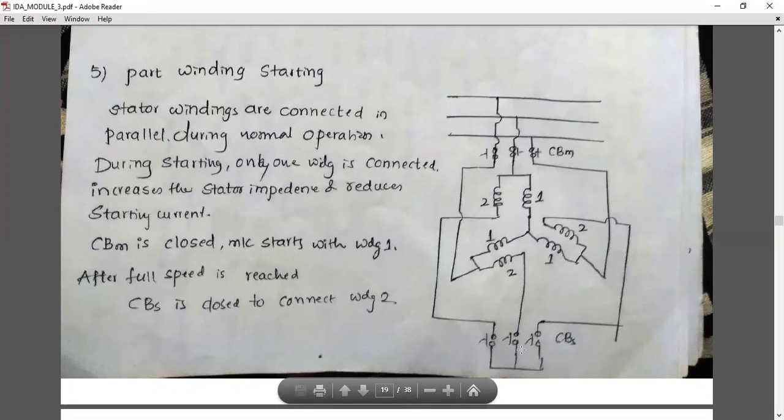If they close CBS, what happens here? The second winding will be connected in parallel with the first winding. If these two are parallel, the total resistance will decrease. That will allow the normal current to flow in the motor. So that is the concept here.